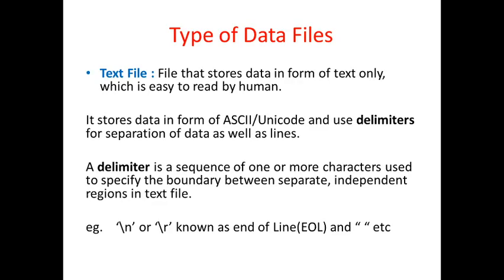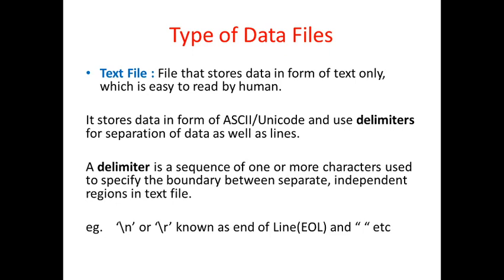Types of data files. There are two different types of data files in Python. First one is the text file. A text file is a very simple file and easily understandable by human beings. This is actually processed data that the computer receives, and after processing, the processed data is stored in a file in the form of ASCII as well as Unicode, and each and every content item is separated through delimiters. So that is very easy for human beings to understand also.